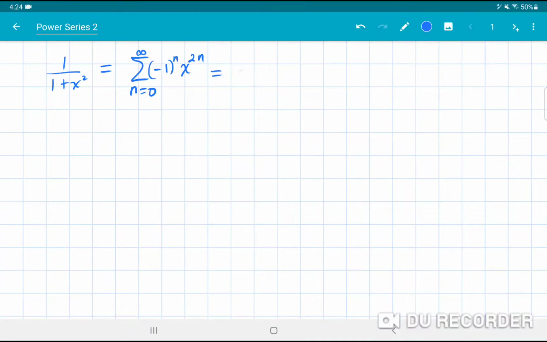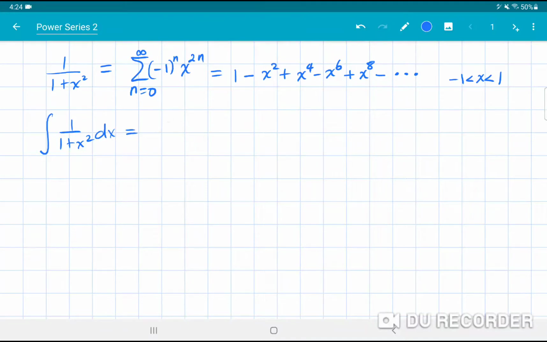This is, if we expand it, it looks like 1 minus x squared plus x to the fourth, minus x to the sixth plus x to the eighth, minus plus minus, for negative 1 less than x less than 1. This was 1 over 1 plus x squared. So if you integrate this, that gives you c plus the integral of this term by term, which gives you minus 1 to the power of n, x to the power of 2n plus 1 over 2n plus 1, n from 0 to infinity.